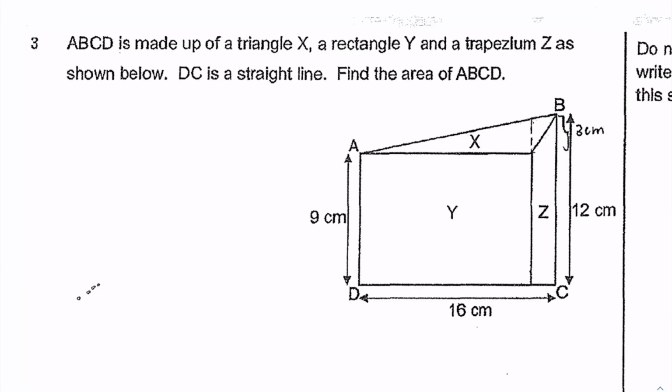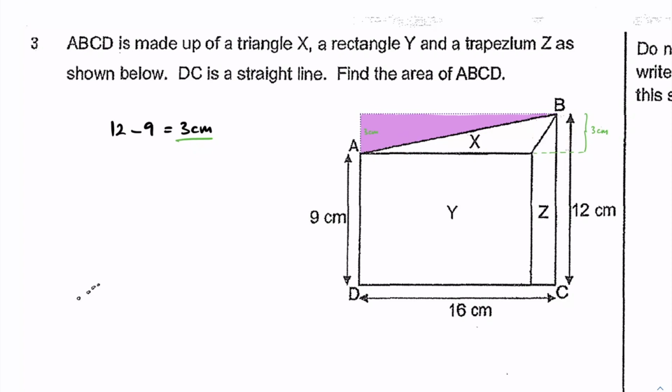Okay, find the area of ABCD. By all means, you can find the areas of 3 different shapes, but there is a much faster way of doing this. How about we fill in this area here and make it so that it is a rectangle 16 by 12. Well, another thing we can find out is 12 minus 9, we get 3 cm. So this 12 here minus 9 gives us this height of 3 centimeters here.